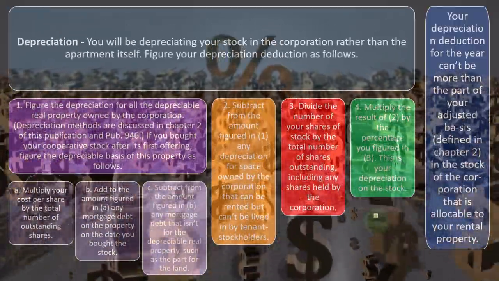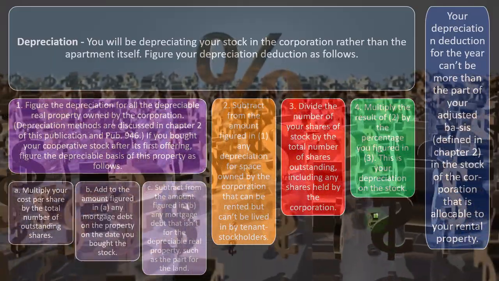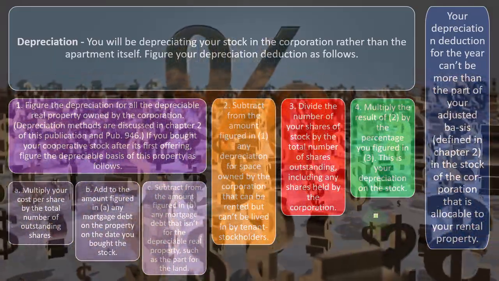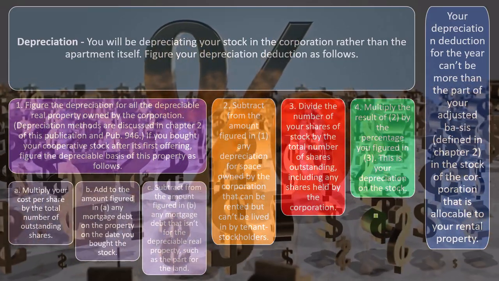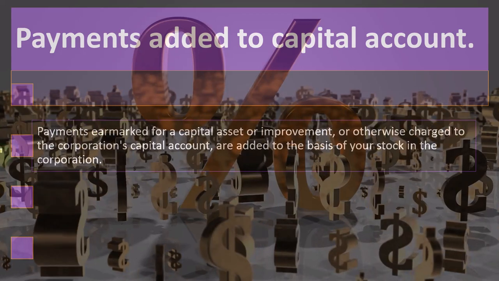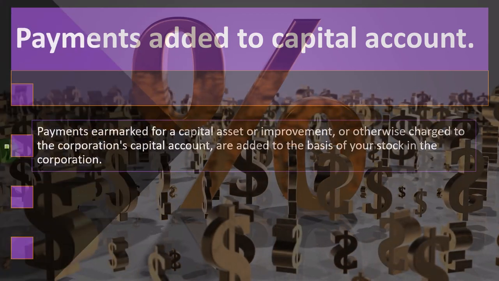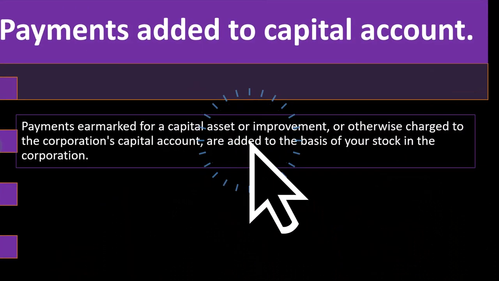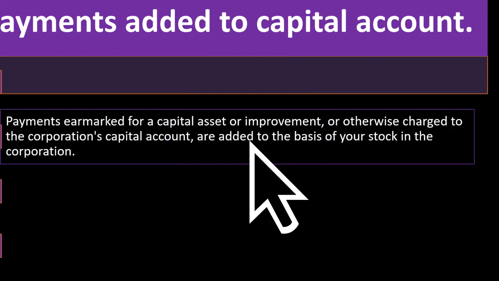Okay, your depreciation deduction for the year can't be more than the part of your adjusted basis, defined in chapter 2, in the stock in your corporation that is applicable to your rental property. Payments added to capital account. Payments earmarked for a capital asset or improvement, or otherwise charged to the corporation's capital account, are added to the basis of your stock in the corporation.